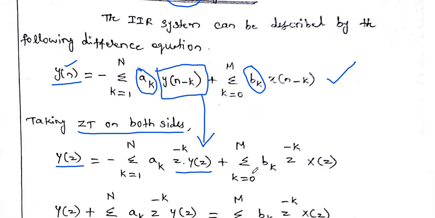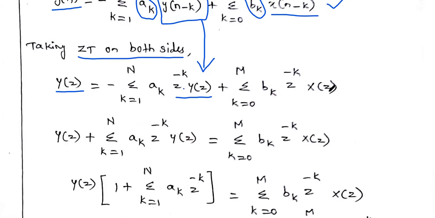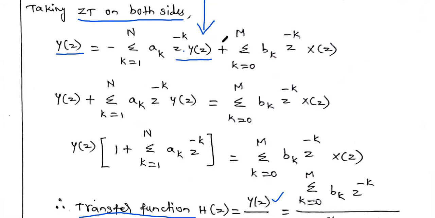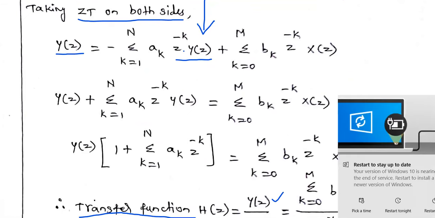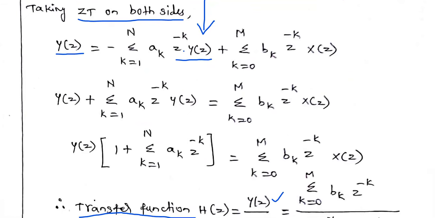Similarly, plus summation k equal to 0 to m b k into the Z transform of x of n minus k, which is Z power minus k into X of Z. So we have taken the Z transform. Then collect the output term Y of Z on one side and the input term X of Z on the other side. So you give this complete term to the left side. We can write it as Y of Z plus summation k equal to 1 to n a k Z power minus k Y of Z, which is equal to this term.